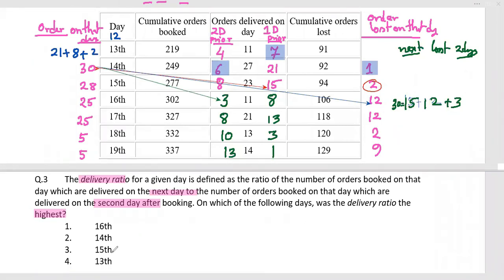We need to find the highest. Now let us get the delivery ratio for 4 different days. 13th delivery ratio. Next day delivery is 21. By 2 days after delivery, it is 8. 21 by 8. Now 14th.